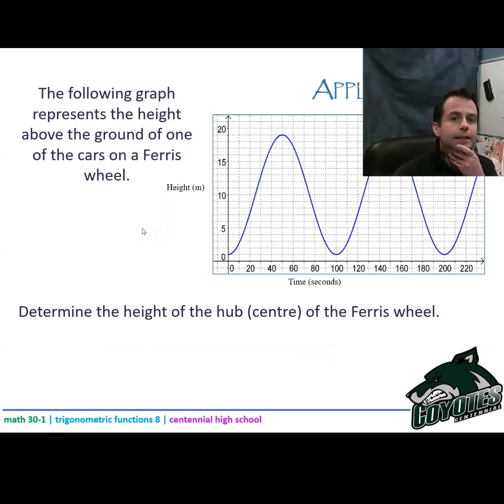Graph represents the height above the ground of one of the cars on a Ferris wheel. Determine the height of the hub or center of the Ferris wheel. Now, the height of the hub, that sounds like the D value to me. Well, if I'm looking at a D value, I'm taking the average of the minimum and the maximum. So I just add the min and the max together and divide by 2. So that gives me 10 meters.